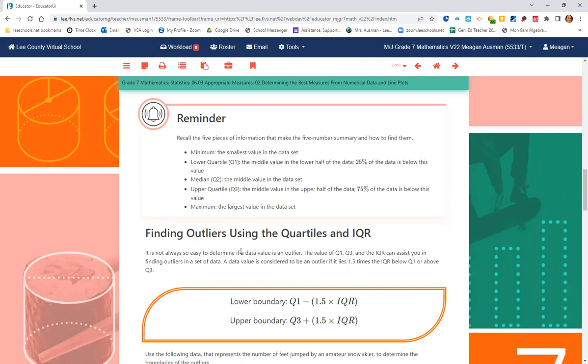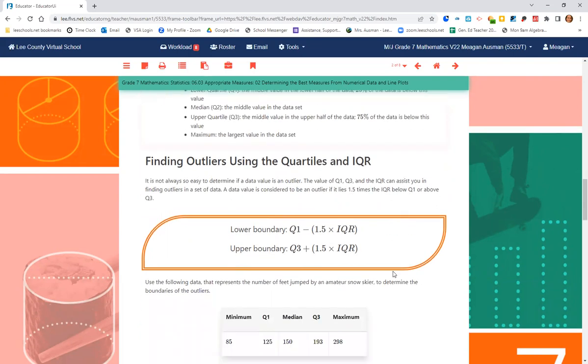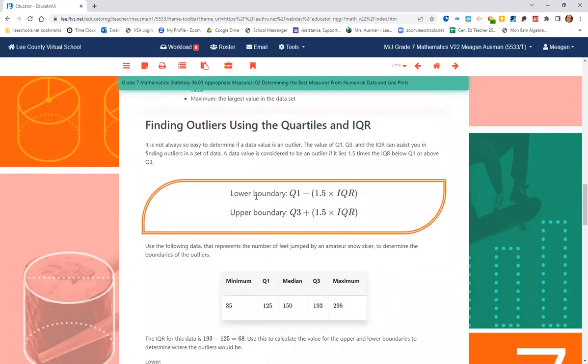So it's not always so easy to determine if a data value is an outlier or not. What if it's just a little bit bigger than the rest of the numbers? So the values of quartile one, quartile three, and interquartile range can assist us in finding the outliers of a data set. A data value is considered to be an outlier if it lies 1.5 times the interquartile range below quartile one or above quartile three. Okay, so we have this formula. You heard the word formula, so please write it down.